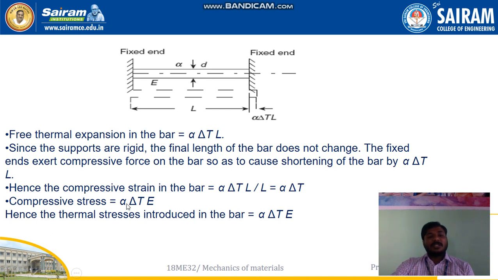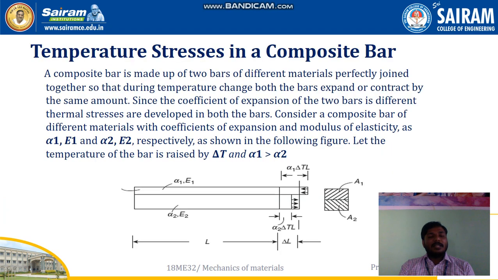Now the compressive stress is alpha into delta T, the change in temperature, multiplied by the modulus of elasticity, and the thermal stress in the bar is the coefficient of thermal expansion into the change in temperature into Young's modulus. So this is how we can identify the stresses and strains in a bar fixed at both ends with the help of thermal expansion. That is what we have seen in a single bar.